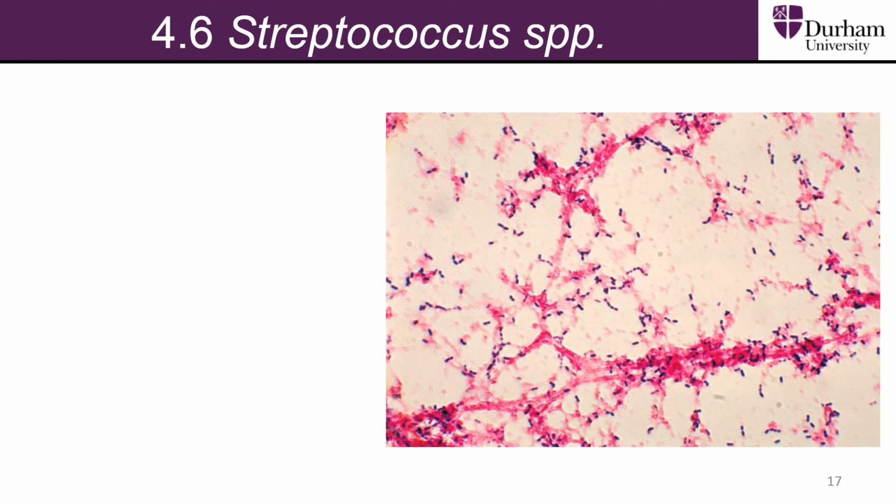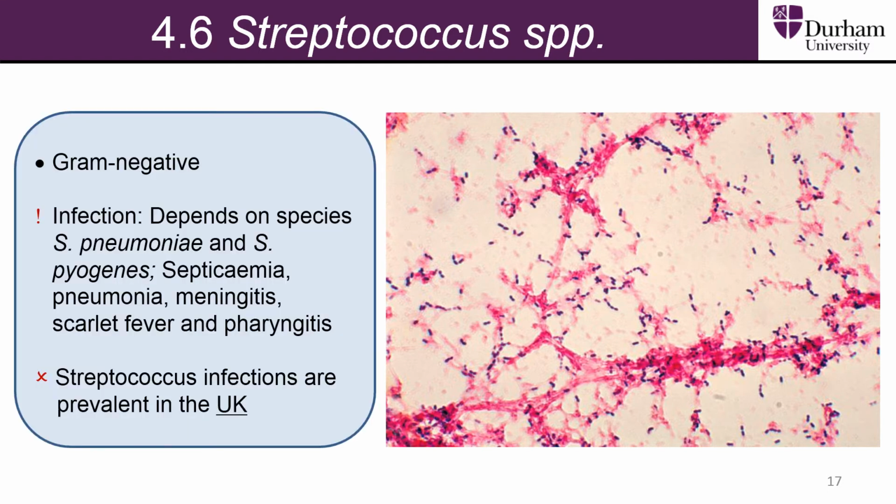Streptococcus is a genus of bacteria that can cause different infections depending on the species. Streptococcus pneumoniae can cause non-invasive infections such as middle ear infections, sinusitis, and bronchitis. It can cause more serious invasive infections, which can include diseases such as septicemia, pneumonia, and meningitis. On the other hand, Streptococcus pyogenes can cause non-invasive infections like tonsillitis, scarlet fever, and pharyngitis, and invasive infections such as pneumonia, toxic shock syndrome, and necrotizing fasciitis.